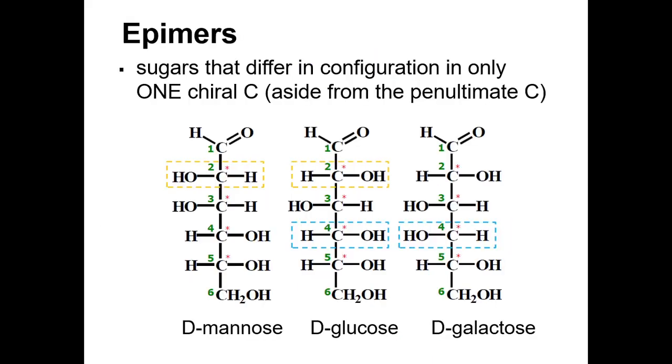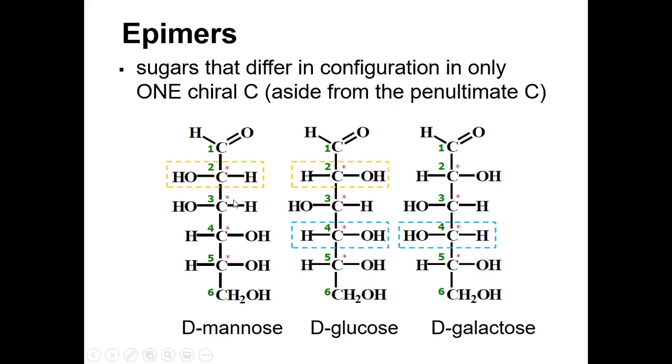So for this morning, we'll be talking about new concepts about carbohydrates. To start, we have this term called epimers. Epimers are sugars that differ in configuration in only one chiral center, aside from the penultimate carbon. So may cases kasi na yung mga structure natin na makikita natin na nagkakaiba lang sila in a particular chiral center.